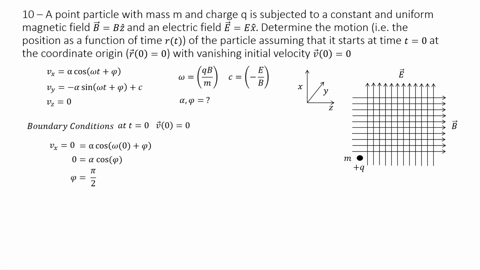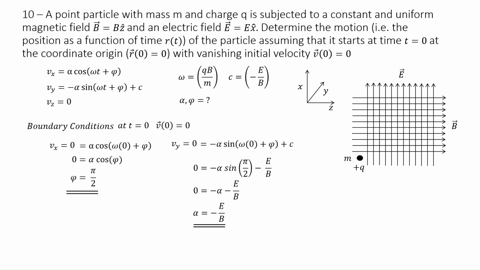So we found phi, and we can use this phi to find alpha. By substituting it into our expression for Vy, we can get 0 equals minus alpha sine pi over 2 minus E over B. And sine pi over 2 just equals 1. So we get 0 equals minus alpha minus E over B. And so we have our solution for alpha. That's fantastic.